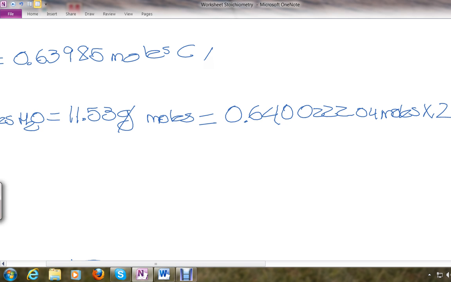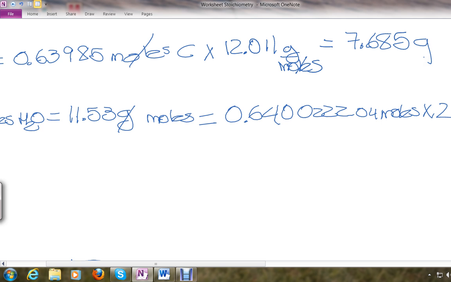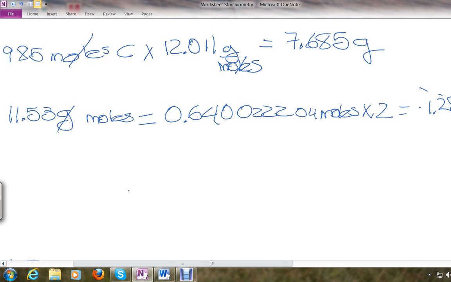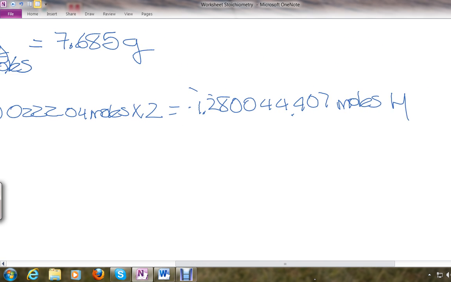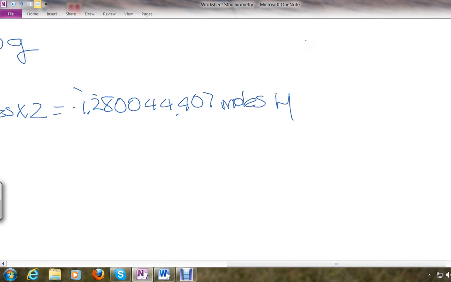If we multiply by the molar mass, atomic mass, of carbon, which is grams per mole, we're gonna get the grams of carbon. Okay, and that gives you 7.685 grams. Guys, I told you, let's work with grams, and because this is a ratio, it doesn't matter if you work with milligrams or grams here.